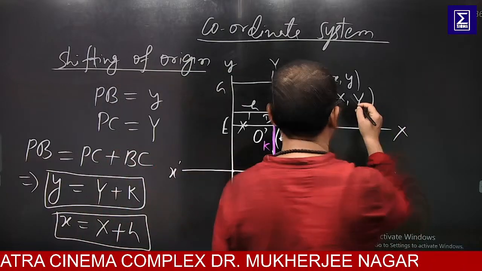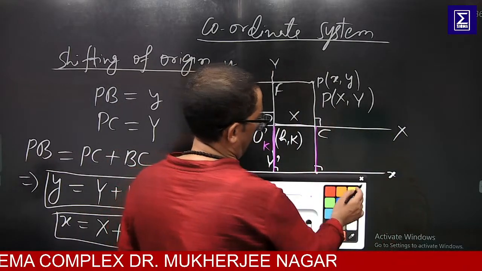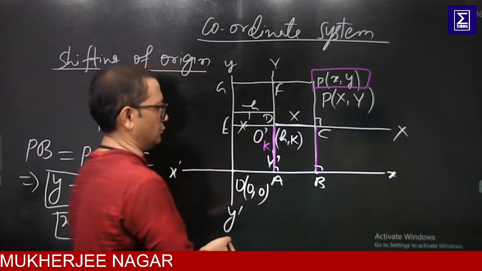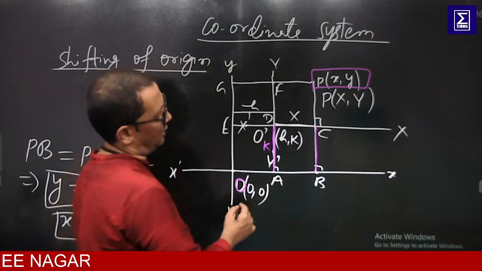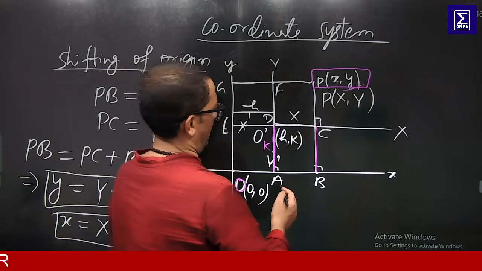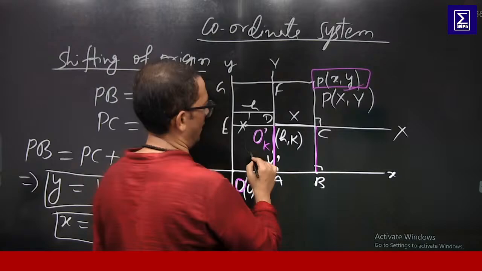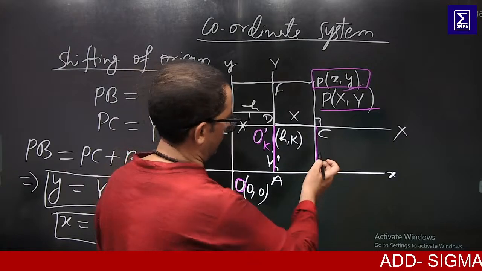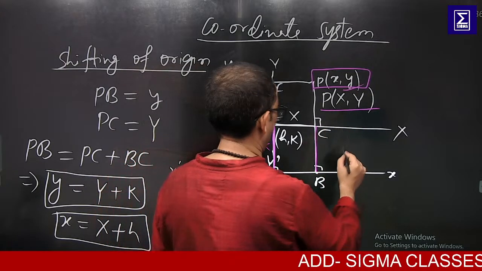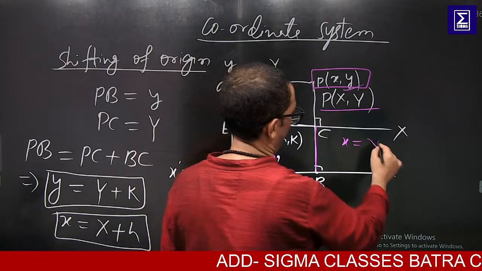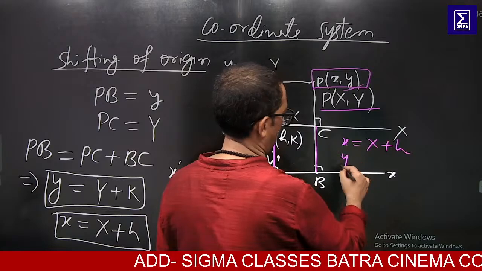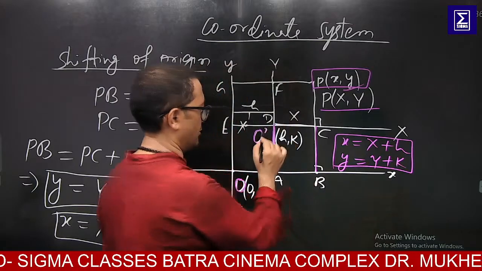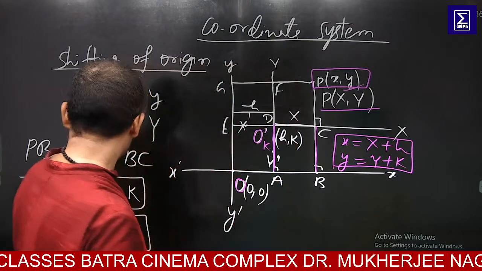So if the old axis is x comma y, the coordinate of point P with reference to the old axis origin O is x comma y, and as per the new axis O dash origin, the coordinate of the same point is P dash, capital X, capital Y. So here small x is nothing but capital X plus h, and small y is capital Y plus k, where h and k are the coordinates of the new origin. Now moving to the next slide now.